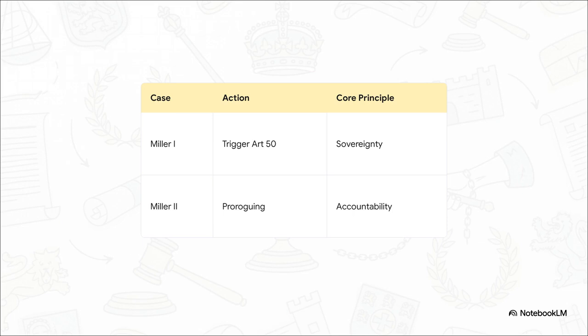And this brilliantly illustrates how these judgments, even though they were incredibly controversial at the time, weren't about reinventing the law. They were really a profound reaffirmation of classic orthodox British constitutional principles. The courts simply refused to let ancient prerogative powers bypass modern democratic accountability.